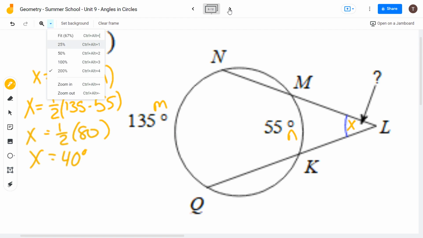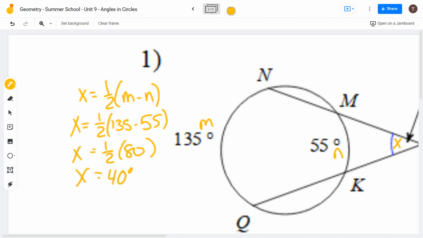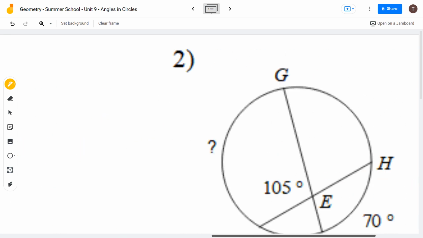So let's zoom back out here and let's do a different one. Well, number 4 is definitely going to be a tricky one, so we'll do that one together. Let me zoom in and go across here to number 4.